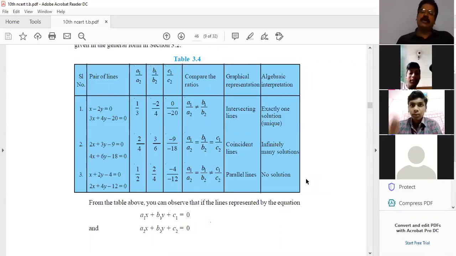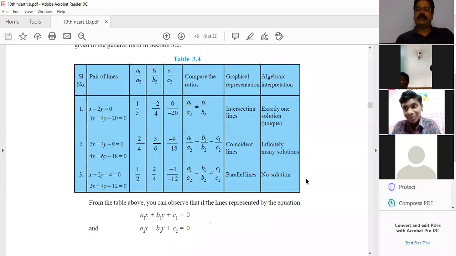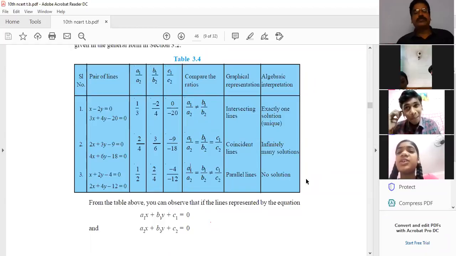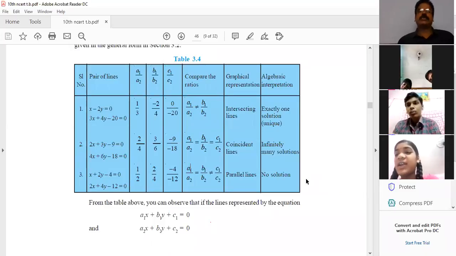Ritika, can you try it? Yes, sir. In the first case, A1 by A2 is not equal to B1 by B2. Intersecting lines and exactly one solution, and it is consistent. Yes, very good.